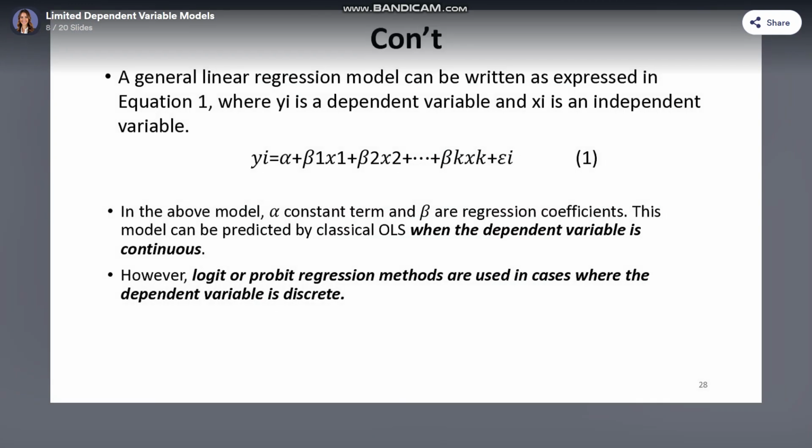To put this in context, a general linear regression relates a dependent variable to several independent variables, with coefficients estimated by ordinary least squares when the outcome is continuous. But when the dependent variable is discrete, like a yes or no choice, logit or probit models become necessary to properly capture the relationship.